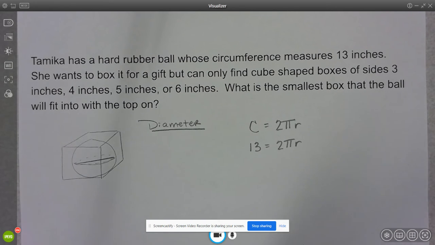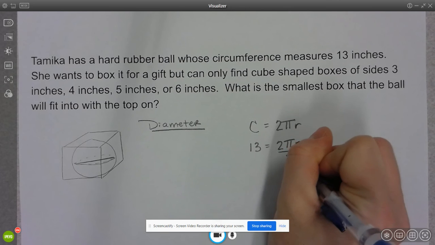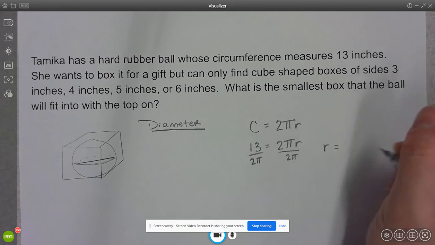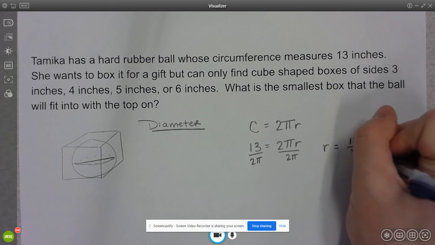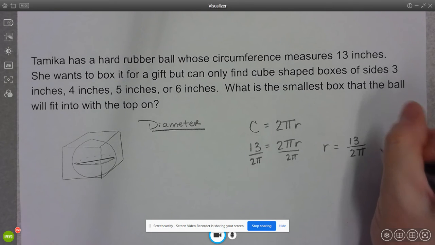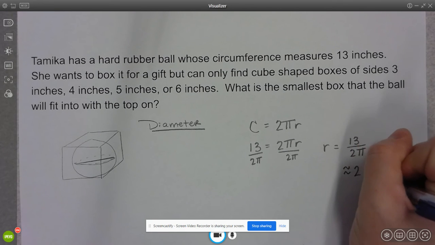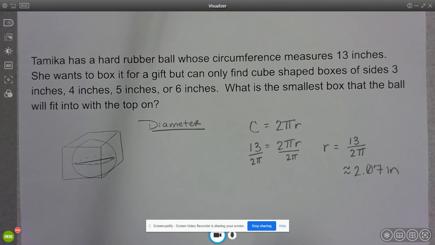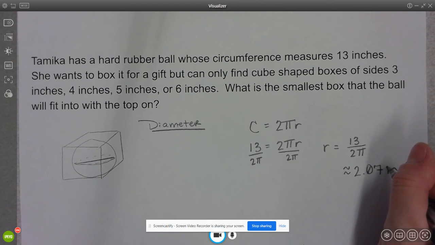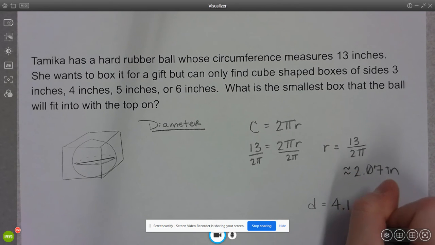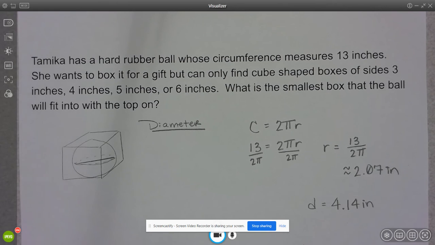And if you're like me and you want to just put everything into your calculator at once, I'm going to divide by 2 pi on both sides. So my radius is equal to 13 divided by 2 pi, which my calculator can take care of for me. And that's about 2.07 inches. Since my diameter is twice the radius, I'm going to take this and multiply it by 2. And my diameter is 4.14 inches, or thereabout.